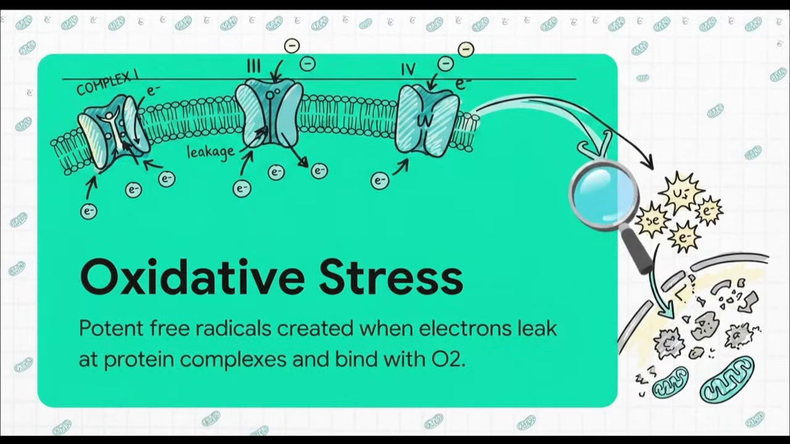But here are the stakes. What happens when this machinery springs a leak? Well, instead of producing energy, it causes oxidative stress and widespread cellular damage. You see, the electron transport chain isn't totally flawless. Electrons can actually escape or leak out at the protein complexes. This happens most often at complex I, then complex 3, and finally complex 4.